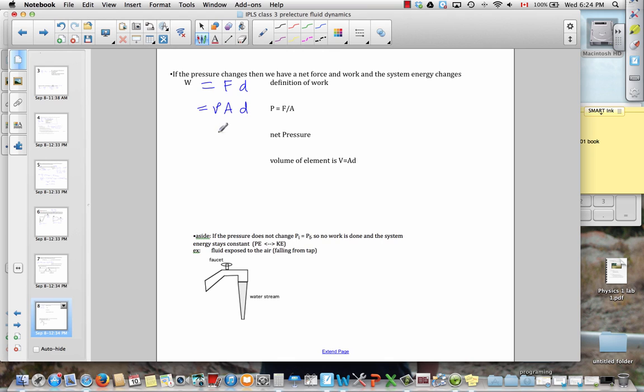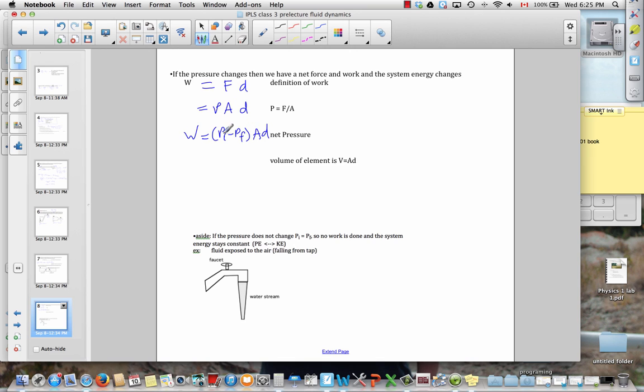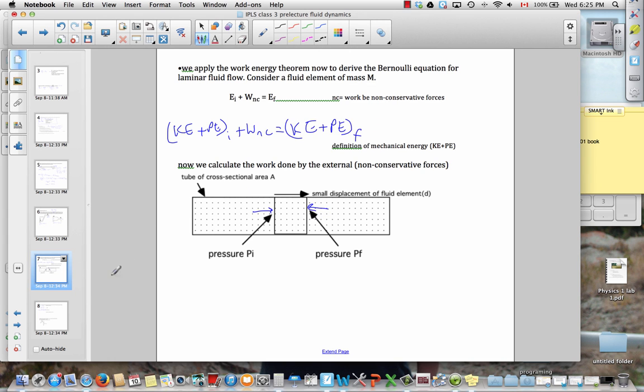But of course, there were pressures on both sides, and work is going to be done if those two pressures are different from each other. So it's really a net pressure that does work. If the two pressures are the same, then there is no net force, and therefore no work done in total. All right, and what we notice, though, this is initial pressure minus final pressure. Right? The initial was acting on this side, the final was acting on that side.